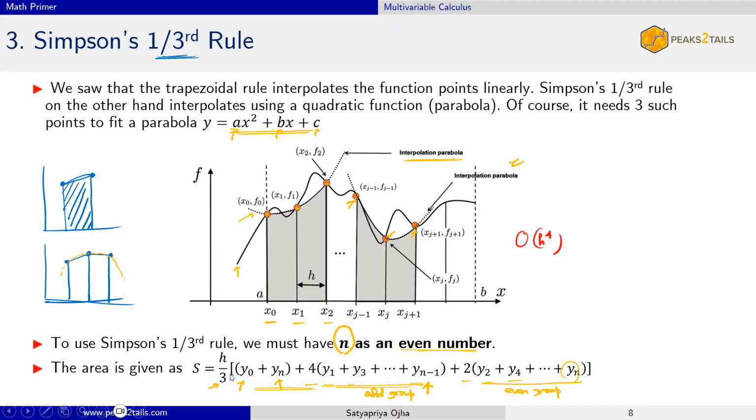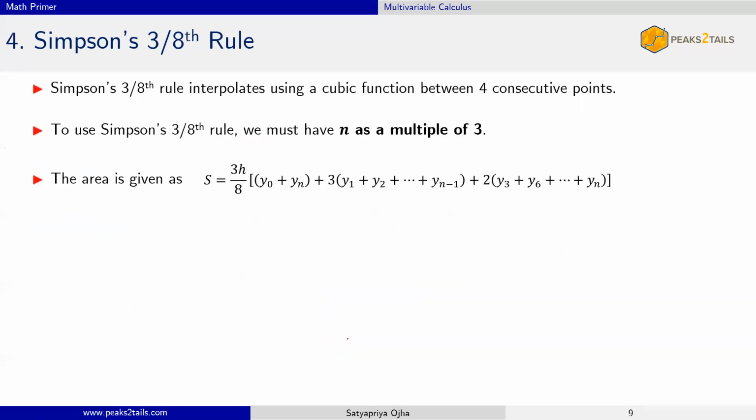And implementing this particular sum is not difficult. It's very straightforward. The only thing is you have to ensure n is an even number when you discretize the interval. The next one is Simpson's 3/8 rule. Where does this name come from? Because in the final formula you see a factor of 3/8. There we had 1/3, so one-third rule. Here we have 3/8.